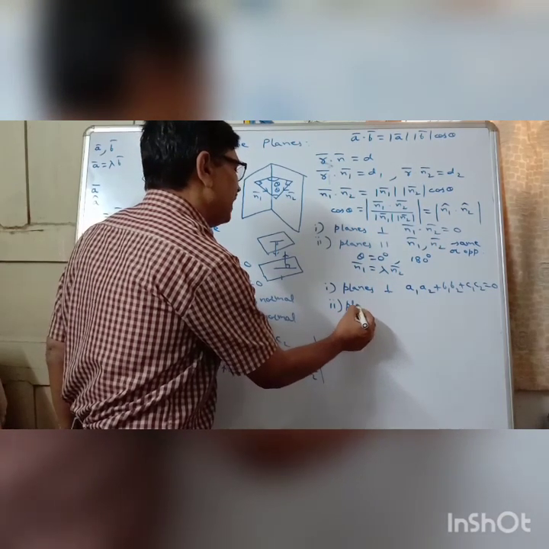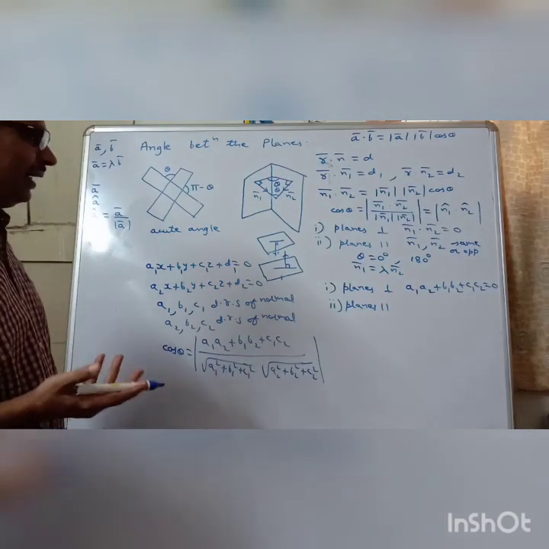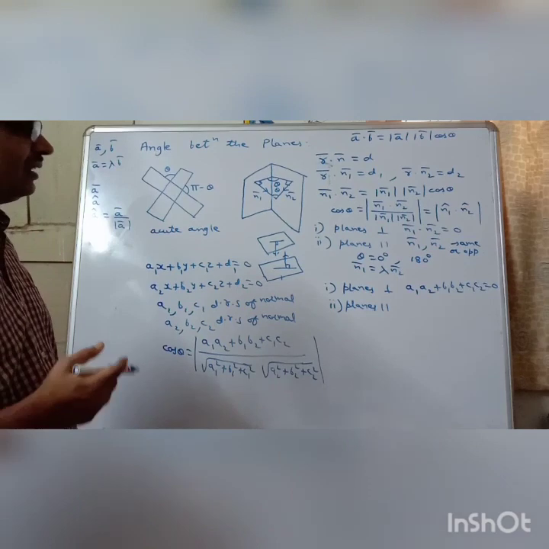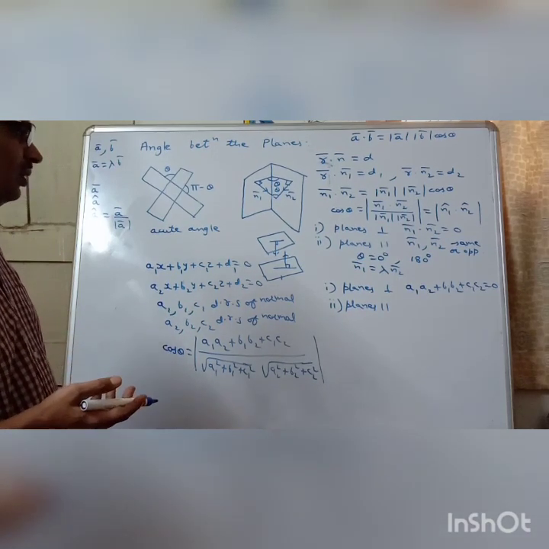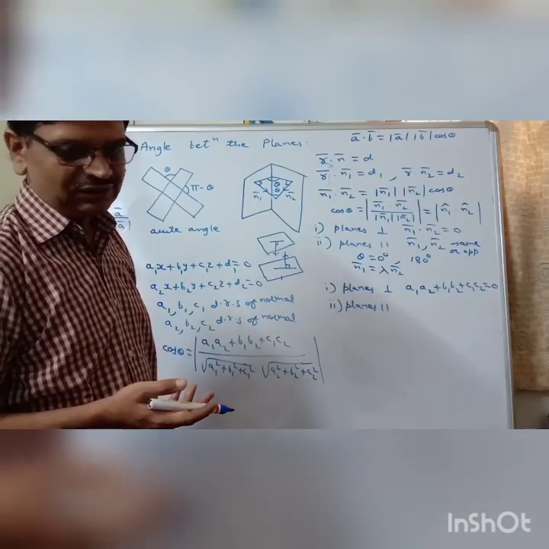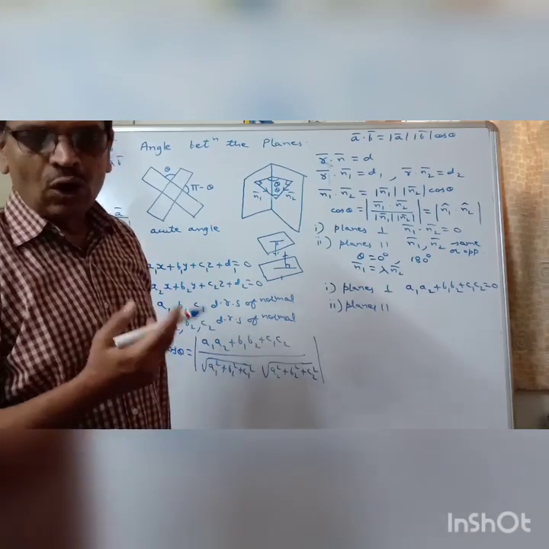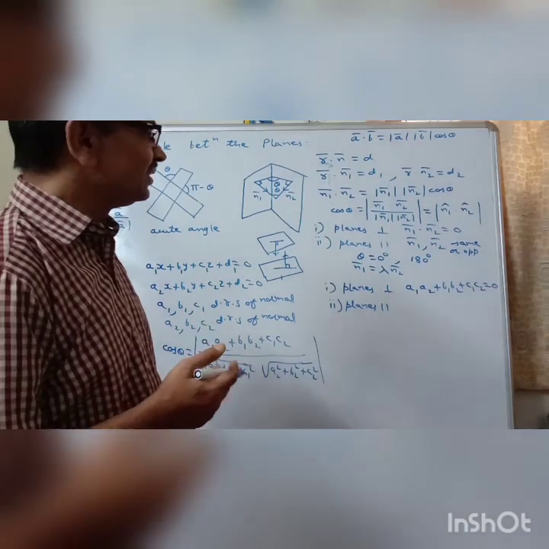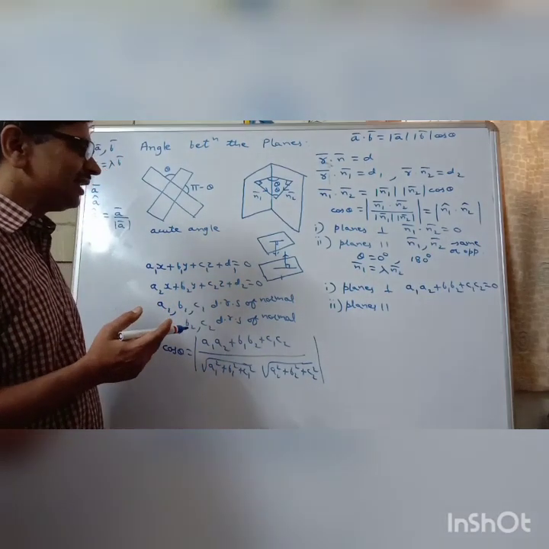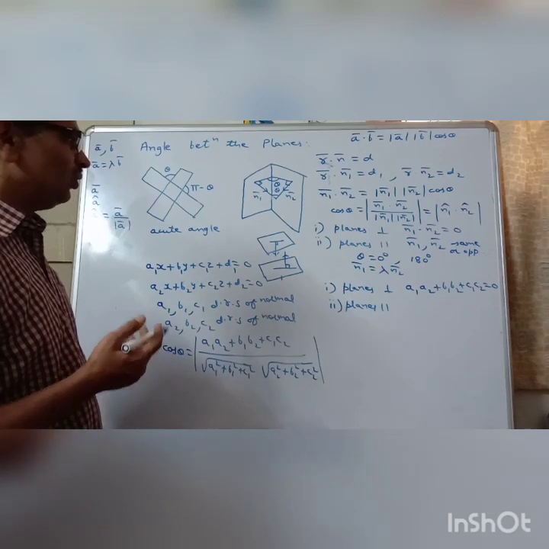If planes are parallel, in that case, the normals to the planes are also parallel. So the angle between them is either 0 or 180, because normals may have the same direction or opposite direction. If the directions are the same, then theta equals 0. If the directions are opposite, then theta equals 180.